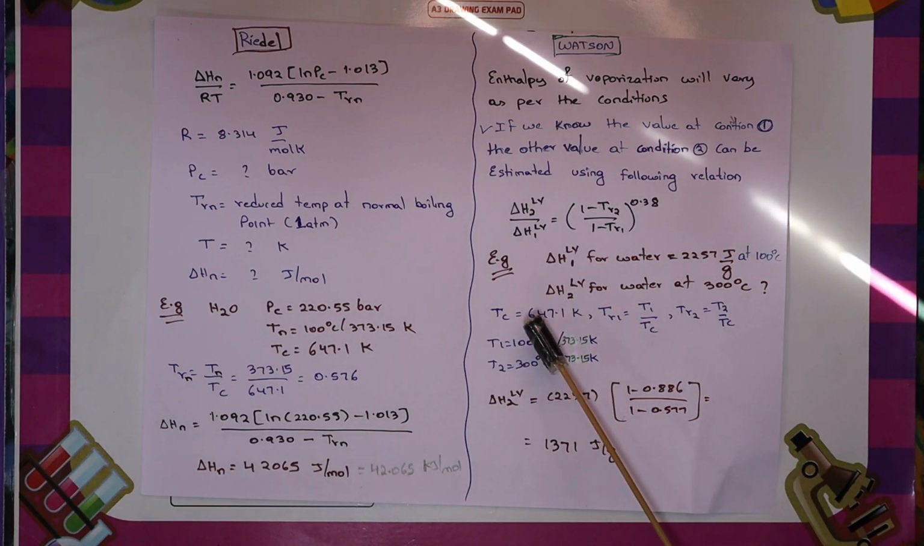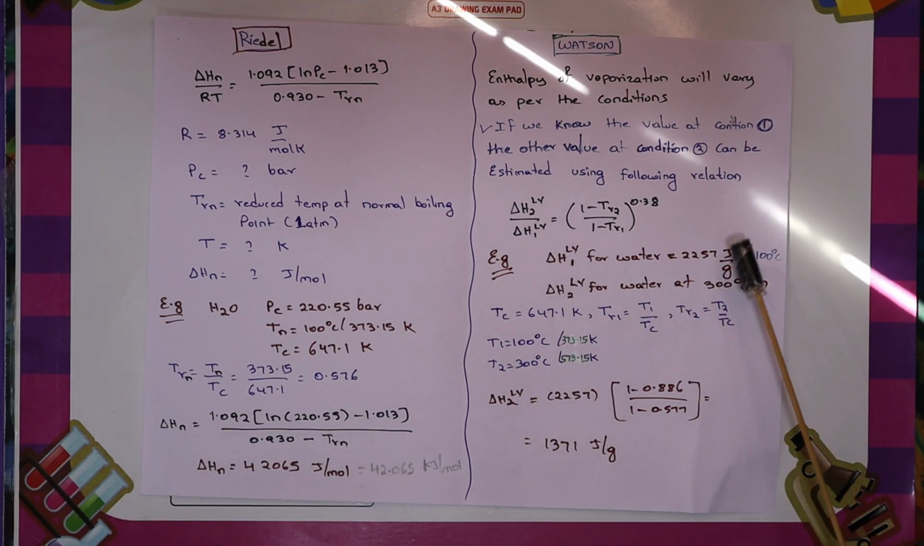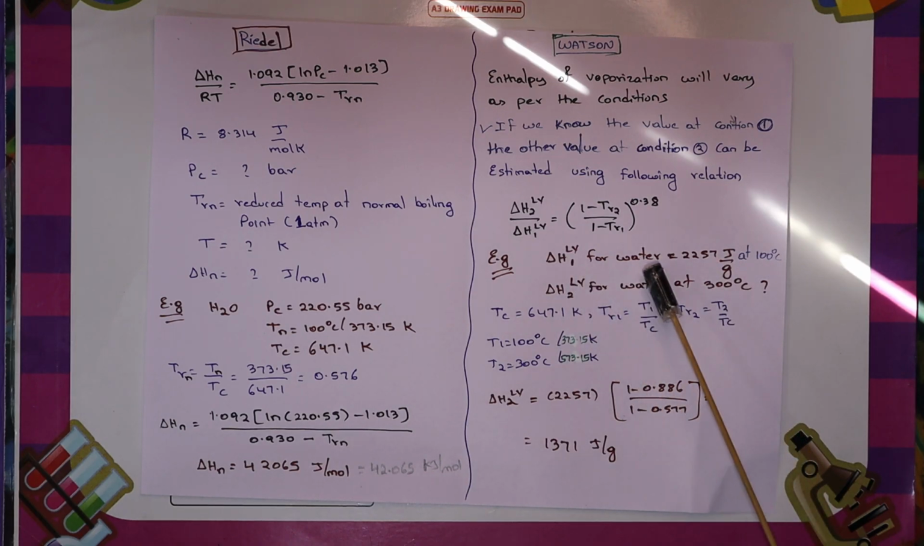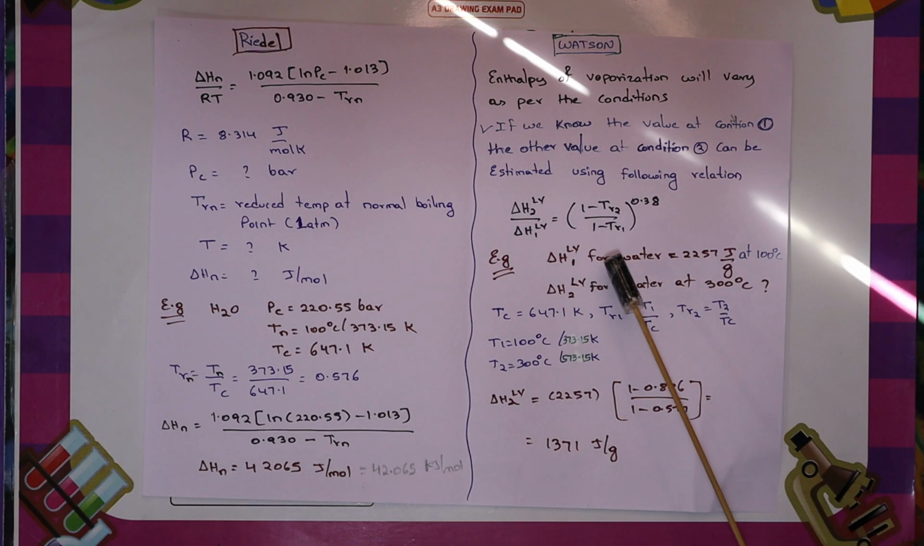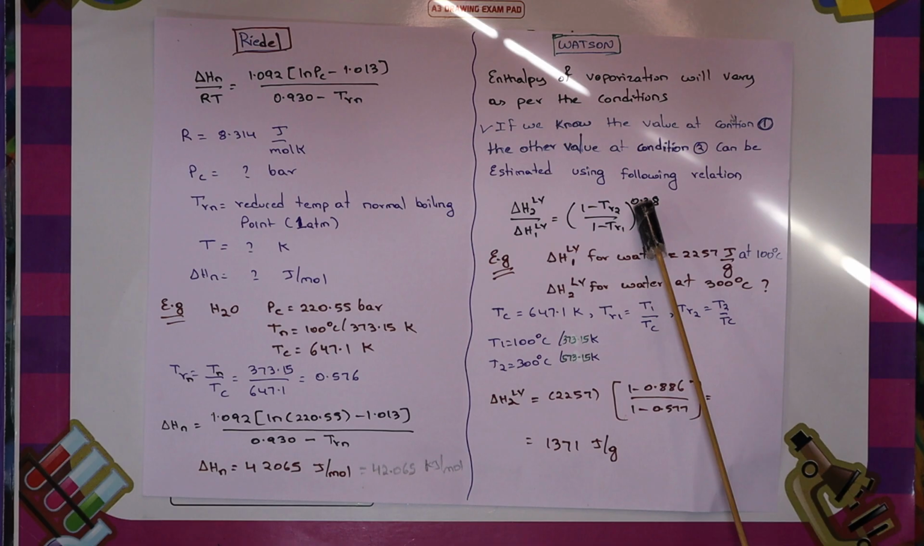So let us take the ΔH of vaporization for water, for example, 2257 joule per gram. Here we have changed the units a bit, don't worry about the units. The enthalpy of vaporization for water at 100 degrees centigrade is given as 2257 joule per gram. So you already know the data at one particular condition. The only thing is you have to find the enthalpy of vaporization of water at 300 degrees centigrade. It is very simple. You have to apply this particular formula.